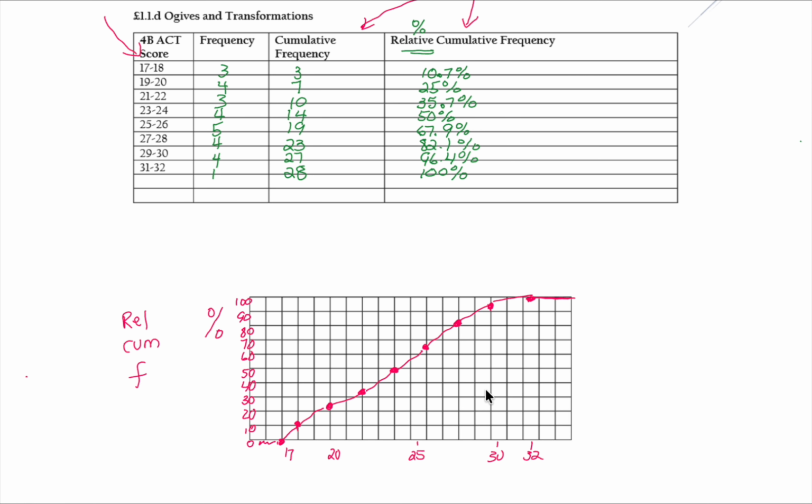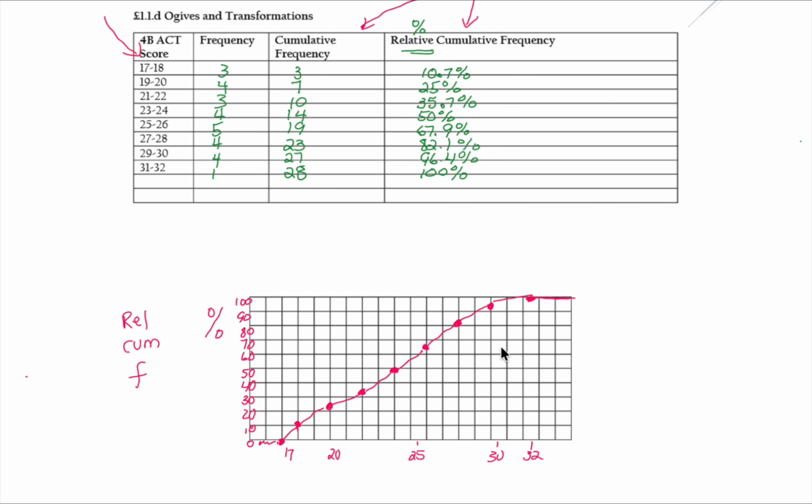One really useful thing about an Ogive is that you can estimate percentiles. If I want the median score, I just go to 50% on the y-axis, so relatively right here. Then move across to the curve, then drop down to the x-axis, and wherever it lands is the median ACT score.